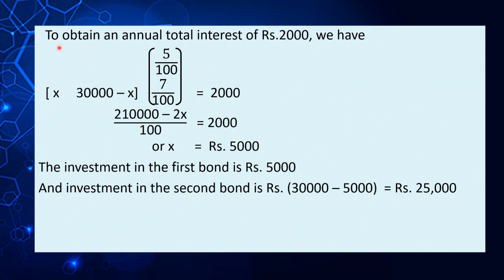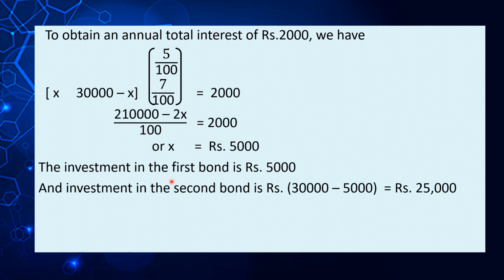Next is the second part of the question, that is to obtain an annual interest of rupees 2,000. We first consider both the matrices and multiply similarly as we have done in the previous question, but instead of 1,800 we will give the value 2,000. So we will get the equation 2,10,000 minus 2x by 100 is equal to 2,000. Multiply 100 and 2,000, we get 2,00,000.